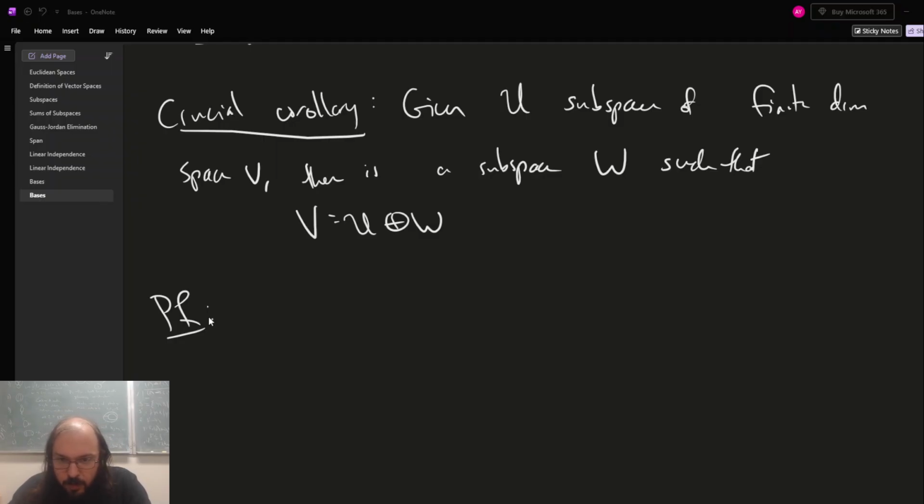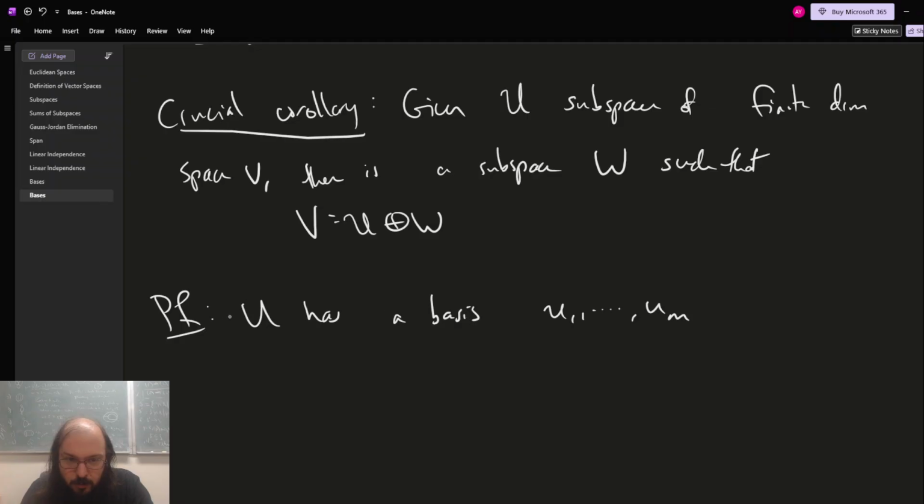Let's see. How does this go? Well, to start with, if I have this subspace U that I'm working with, I know from the previous work that we've done that U has a basis. So I start by picking a basis for U. Let's call those vectors U1 through UM. Now, these things are linearly independent because I said so, right? That's what a basis means. And using the previous result, we extend it to a basis of V.